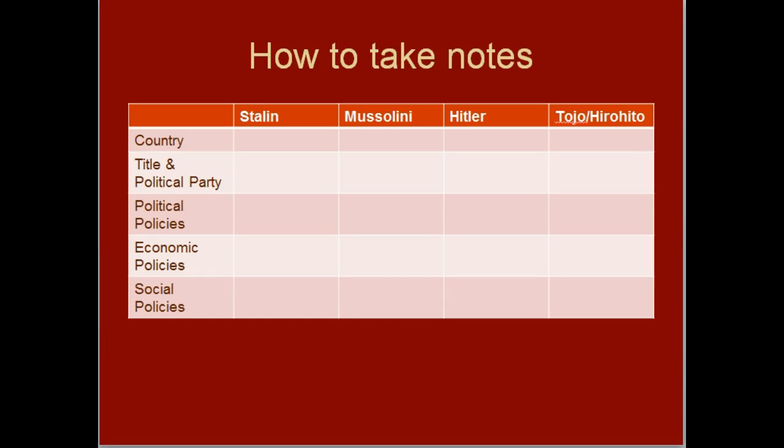Remember that you can pause the video so that way you can make this chart for yourself. I would use a full sheet of paper, and then of course you can restart the video once you're done.